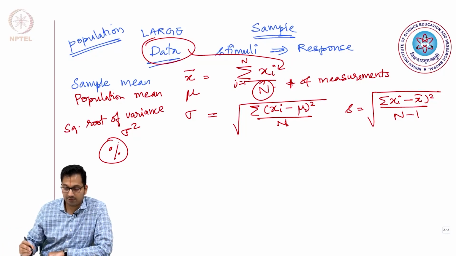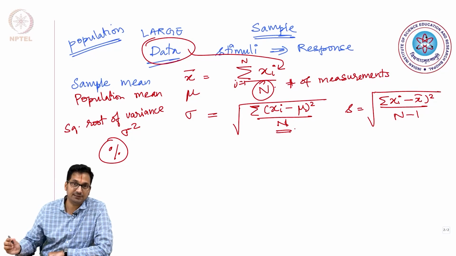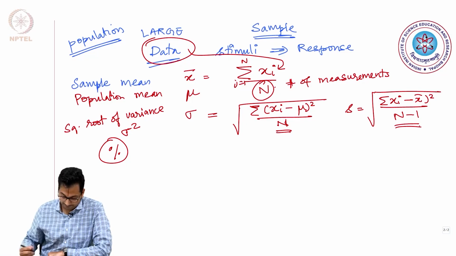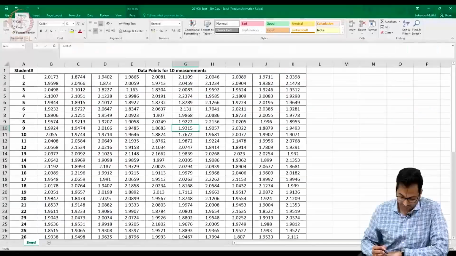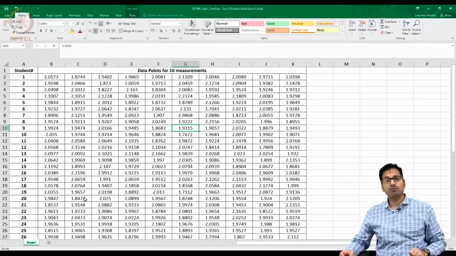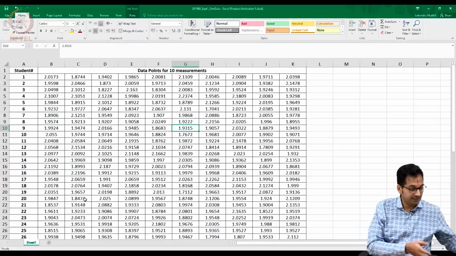So, now if you are able to do a good number of measurements, let us say 1000 measurements, it becomes a population standard deviation, while if you are able to make only 10 such measurements, it becomes a sample standard deviation. So, this was the example that we saw in the previous class.